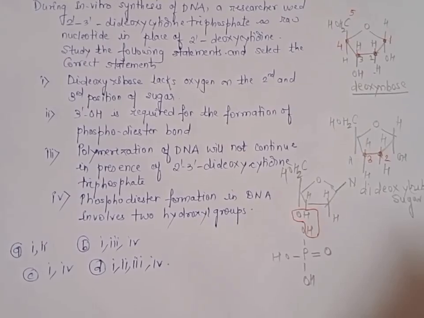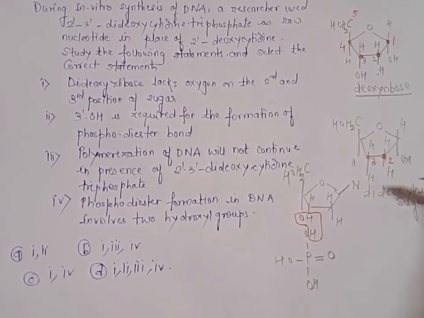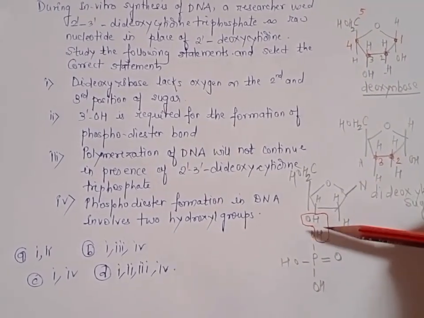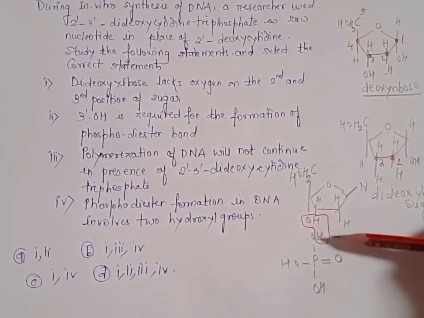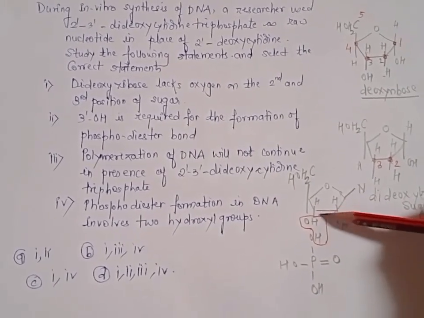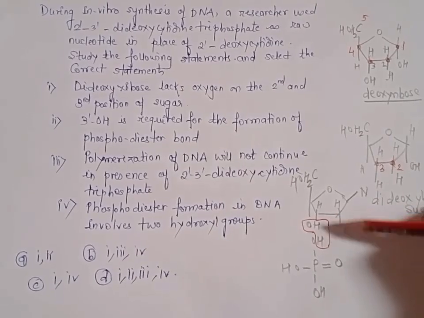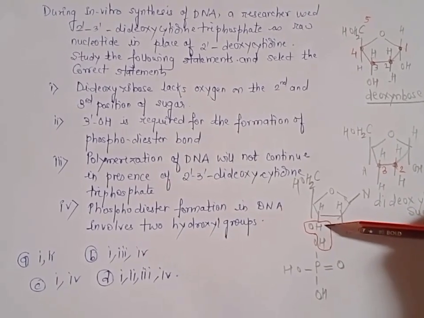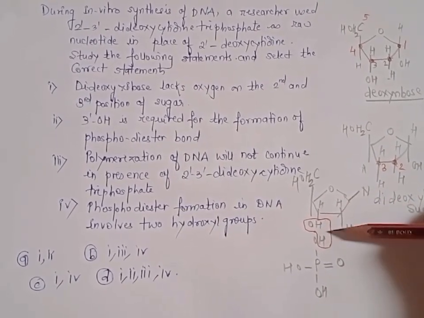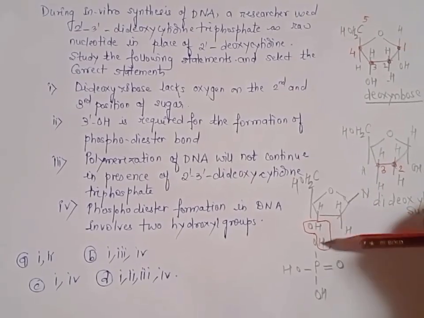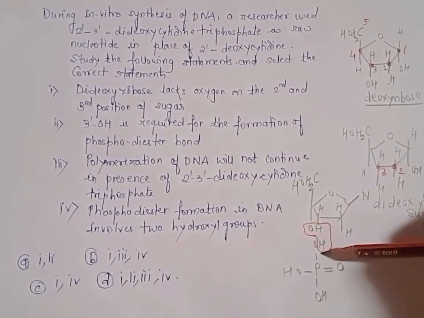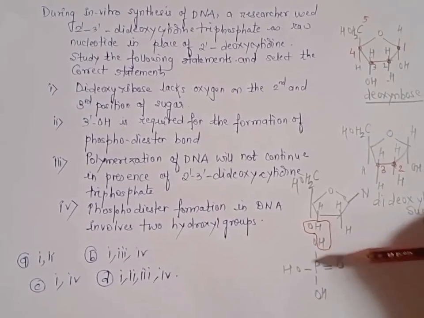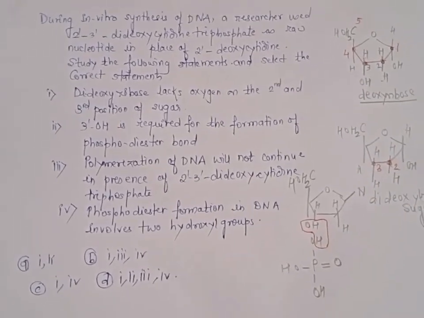Phosphodiester formation in DNA involves two hydroxyl groups. It requires a hydroxyl group on the sugar, that is the 3' sugar OH group, and on the phosphate group it has OH. So there is a loss of water between OH of sugar and OH of the phosphate group, and with the elimination of water there is a formation of a bond, and that is called diester bond. So this statement is also a correct statement.